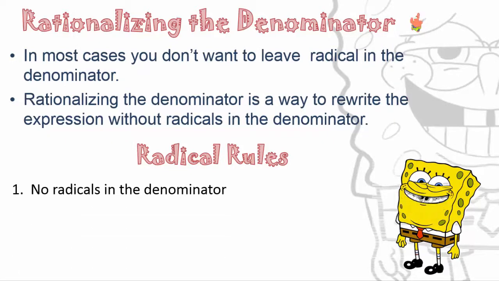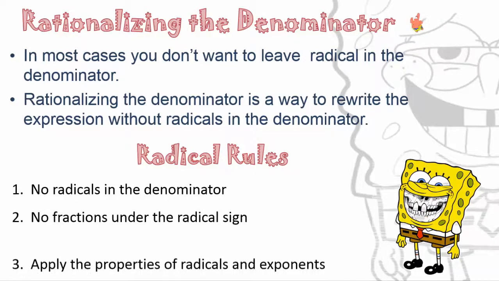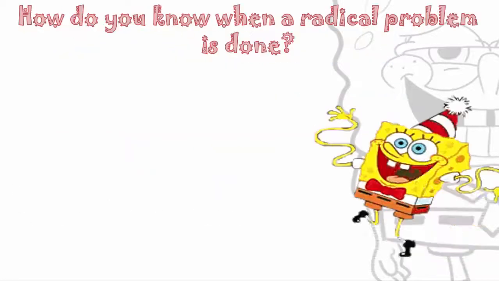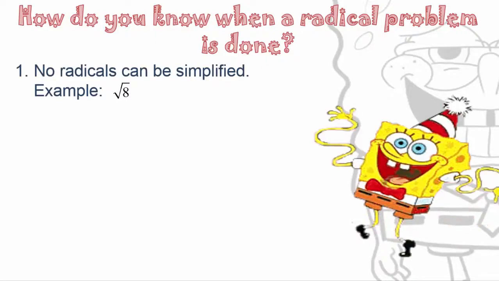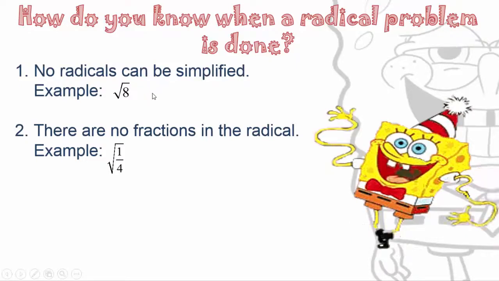Radical rules: no radicals in the denominator, no fractions under the radical sign, and apply the properties of radicals and exponents. How do you know when a radical problem is done? Well, as just explained, there are no radicals that can be simplified. So, for example, the square root of 8 is not simplified because this can be further simplified to the square root of 4 times 2, and that means the square root of 4 can be taken outside of the radical.